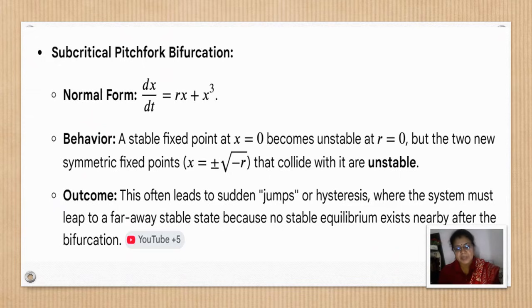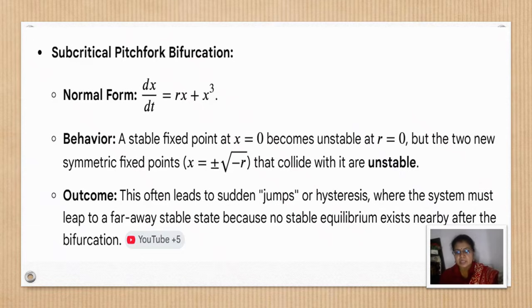It is going to be explained with the help of the reverse form, rx plus x cube. So there are again going to be two roots. What are they? x is equal to 0, or x is equal to plus root of minus r, or minus root of minus r. So from here itself we can very well see what happens.